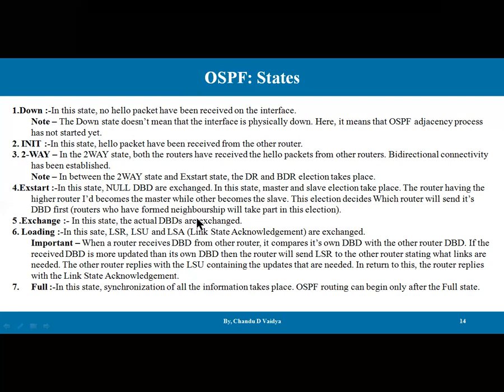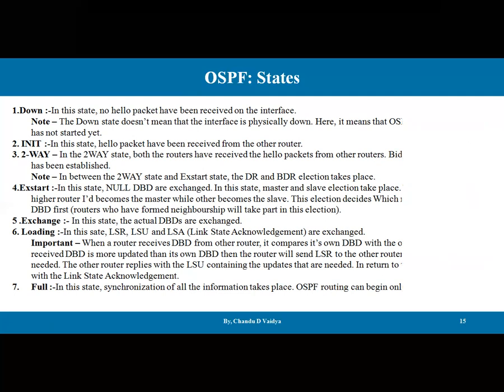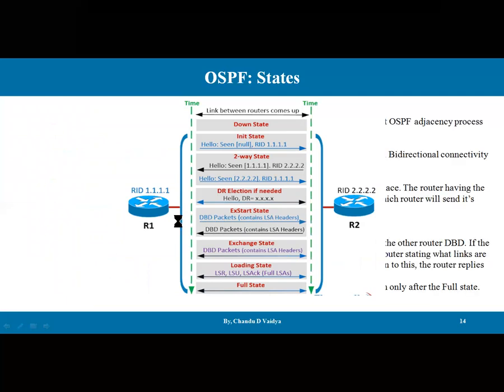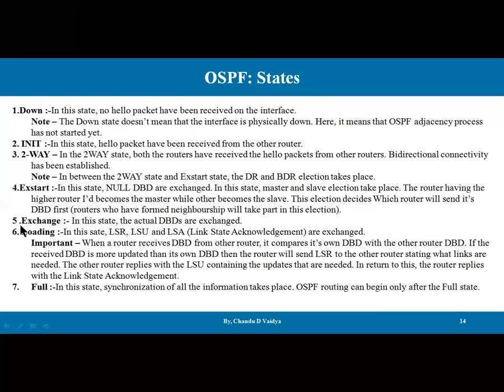The routers that have formed a relationship take part in this election. So here the election takes place, the master and slave are identified, and it is decided who will be responsible for sending the database description message. So here again, the ExStart state is for the database description packet containing the LSA request, the advertisement request. Okay. Then there is a fifth state, guys, and that is the Exchange state. In this state, the actual database descriptions are exchanged.